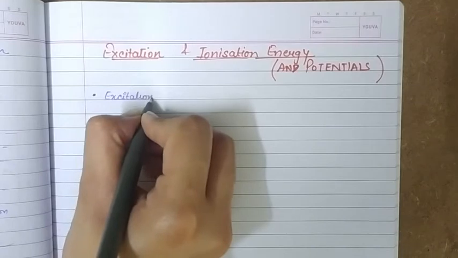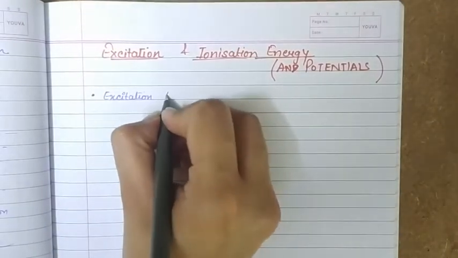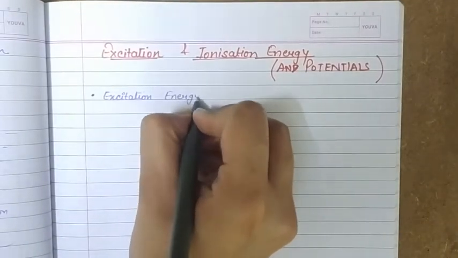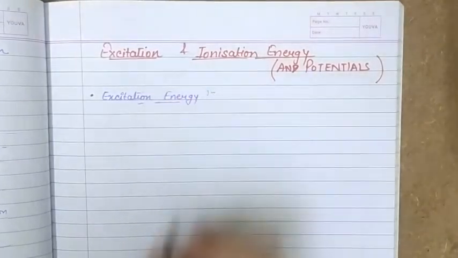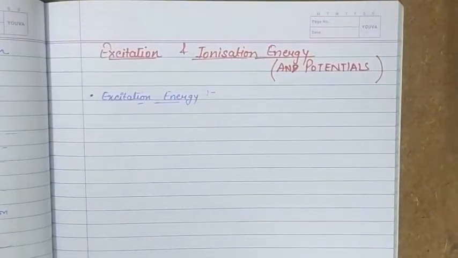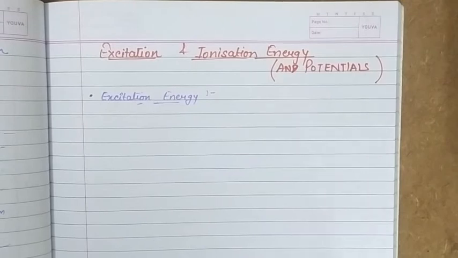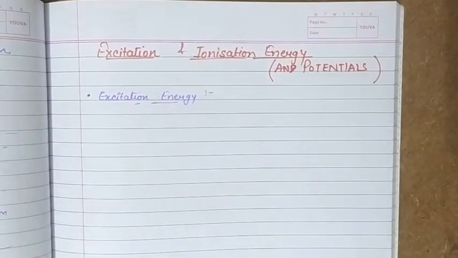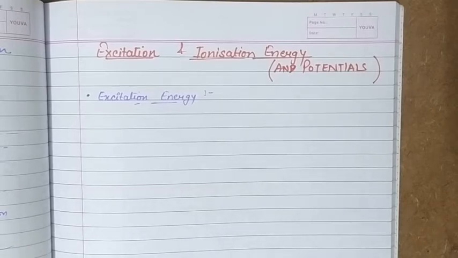Now this is quite understandable by its name only. It's a kind of energy which is required by the electron of an atom to jump from ground state to any excited state. Means the energy required by the electron to get excited, or to jump from a lower energy level to a higher energy level, that is called excitation energy.